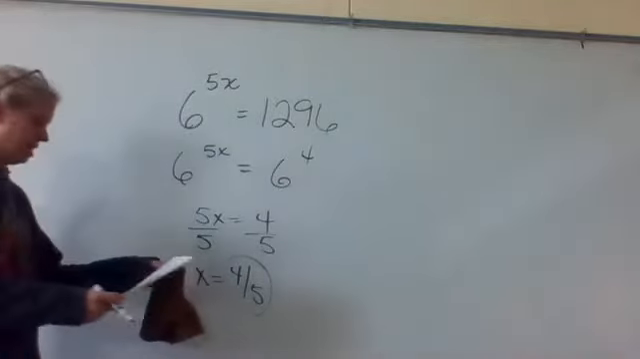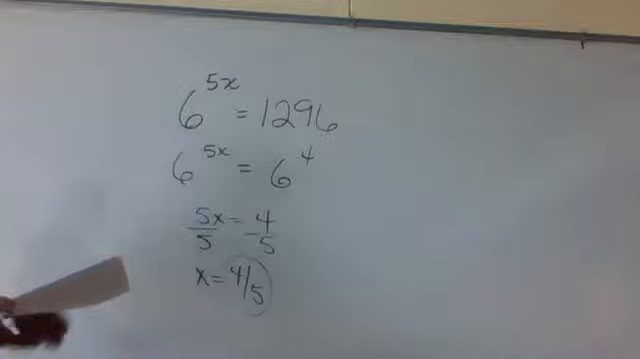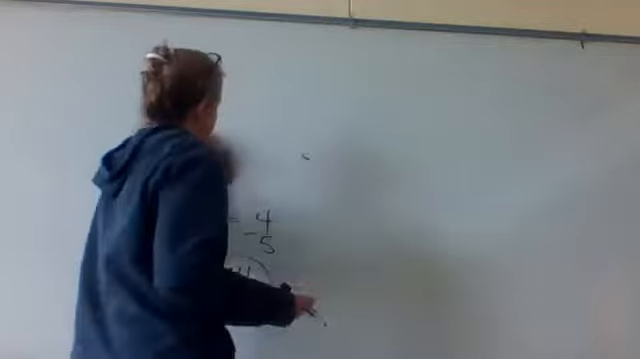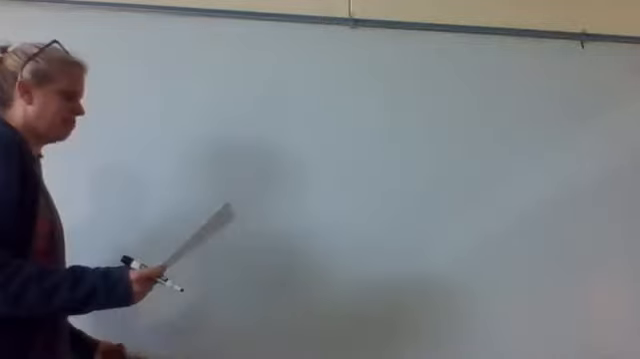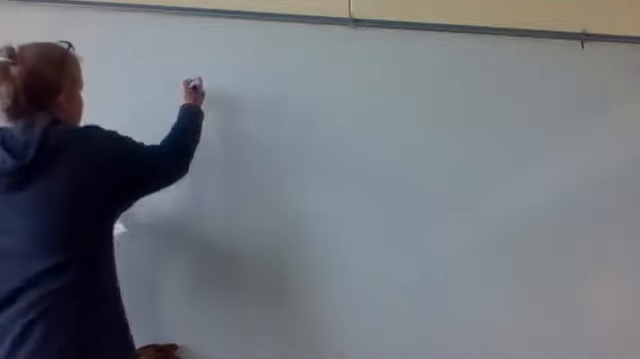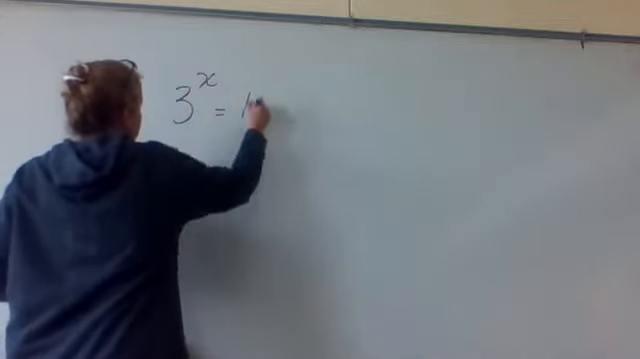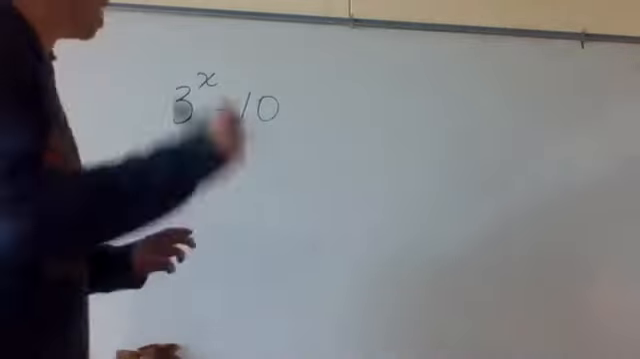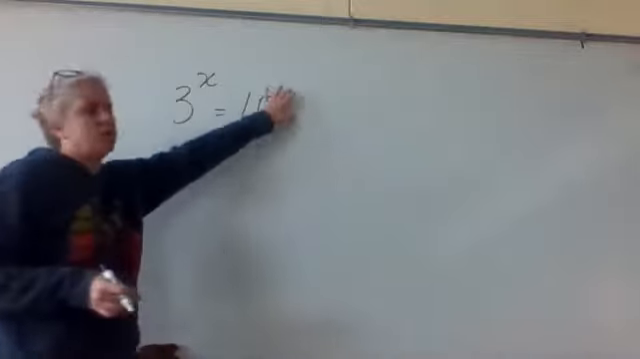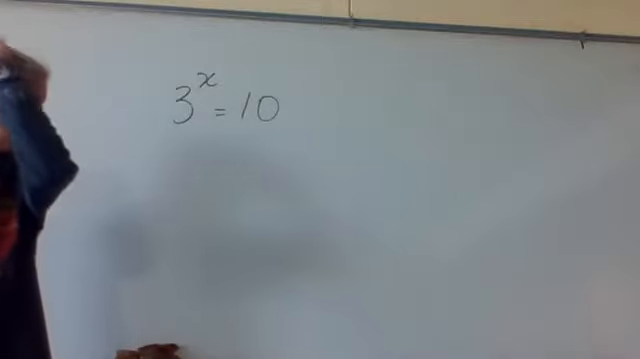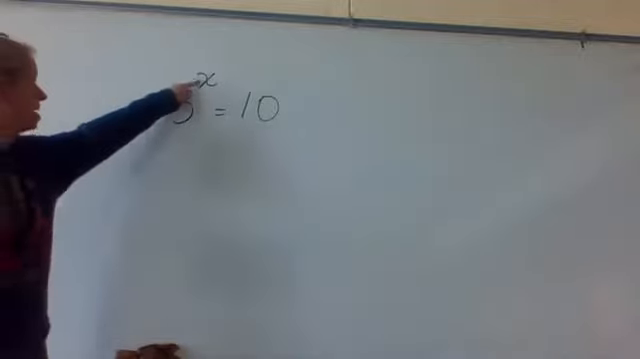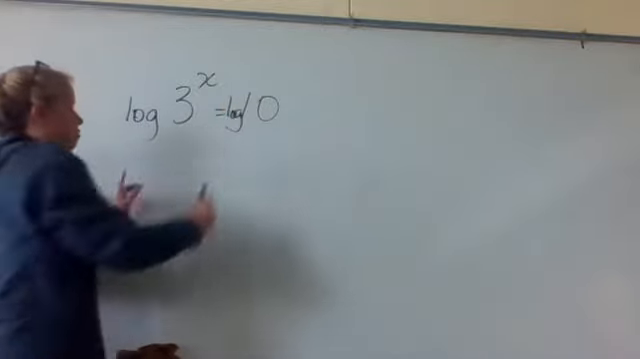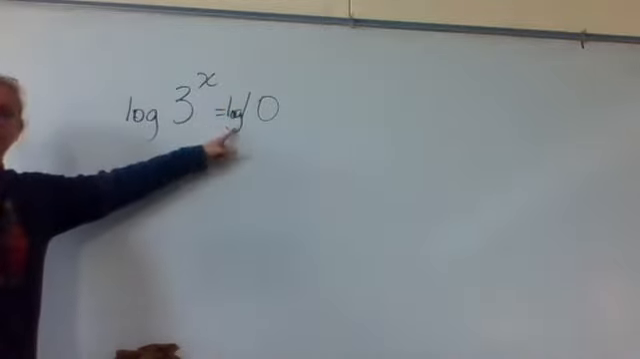Now, what if they can't? Like on number 23. On 23, I have 3 to the x equals 10. I can't rewrite 10 with a base of 3, right? Because 3 squared is 9 and 3 to the third power is 27. So it skips it. So that is when I need my x to come out of the exponent. That's when I'm going to log both sides, right?